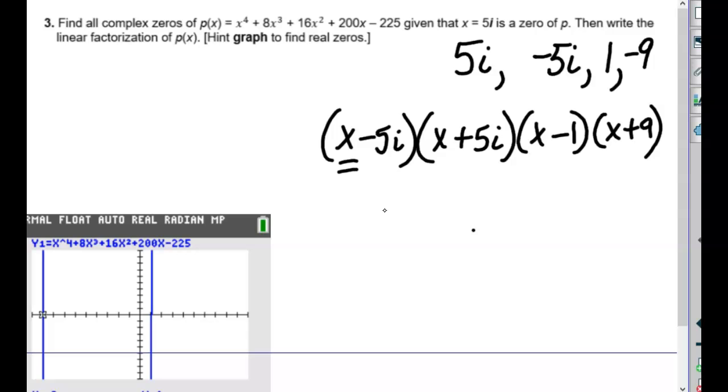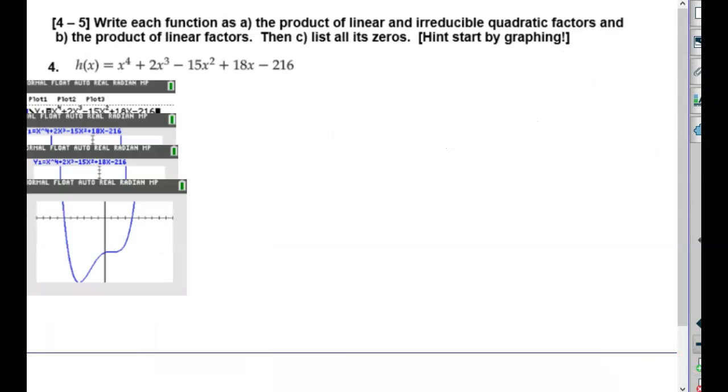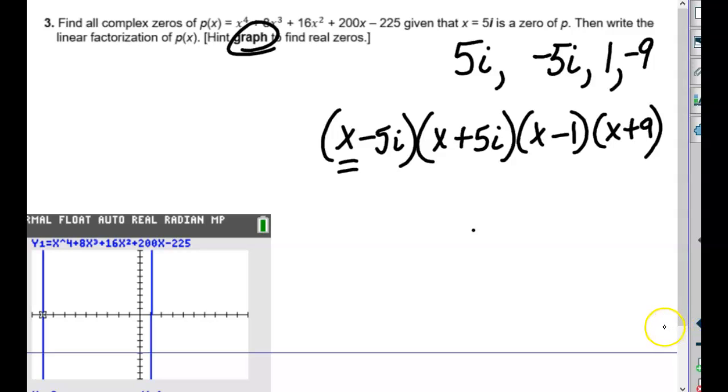And where did we get those last 2 again? We graphed, right? Okay. Complex includes real. And so, yes, these are all the complex zeros, and then write in linear form. So 5i, -5i, 1, and -9. That's a great question, Jada.